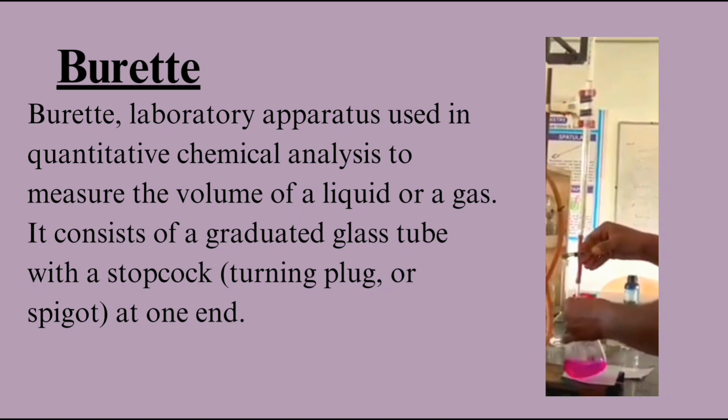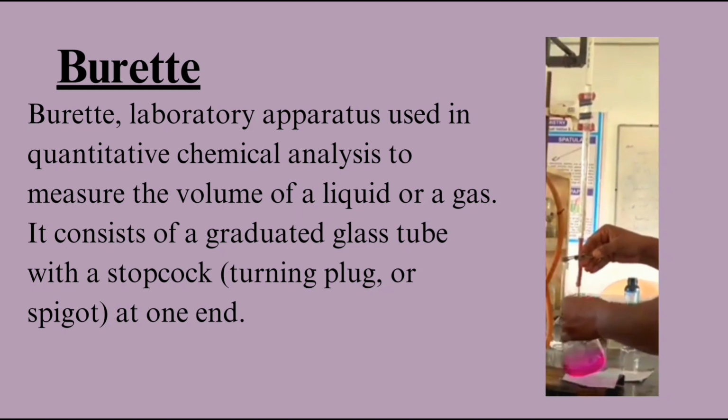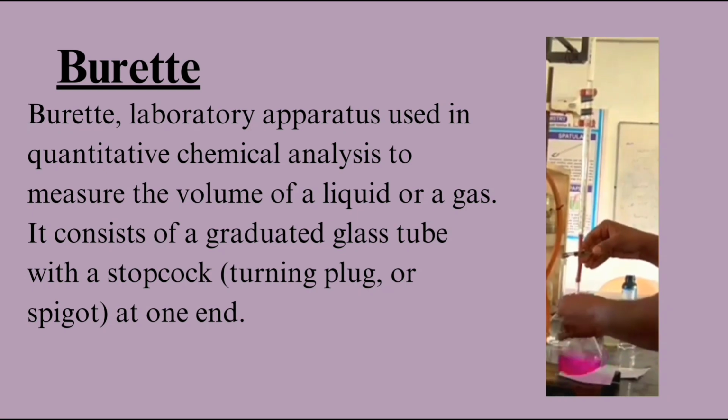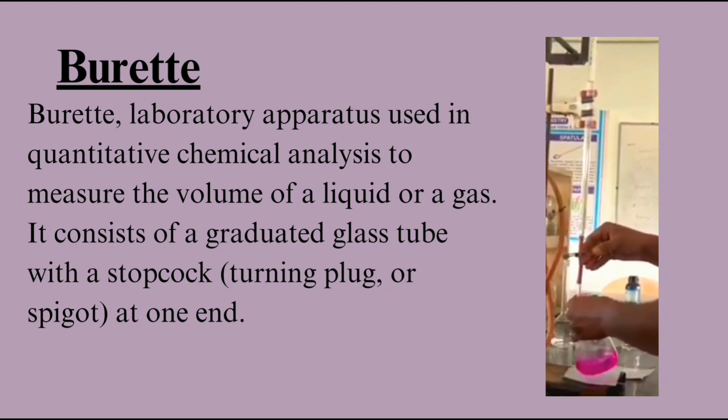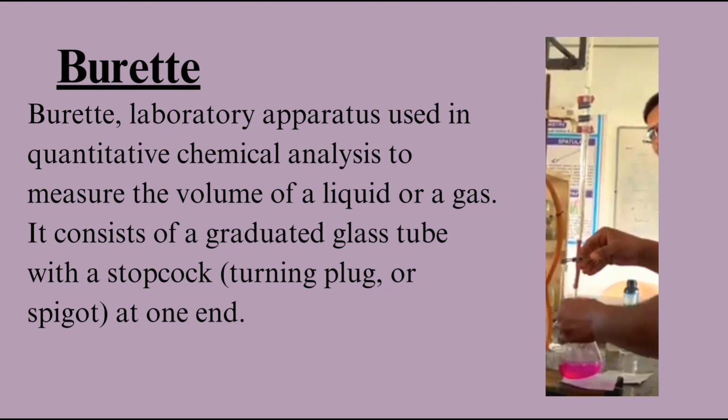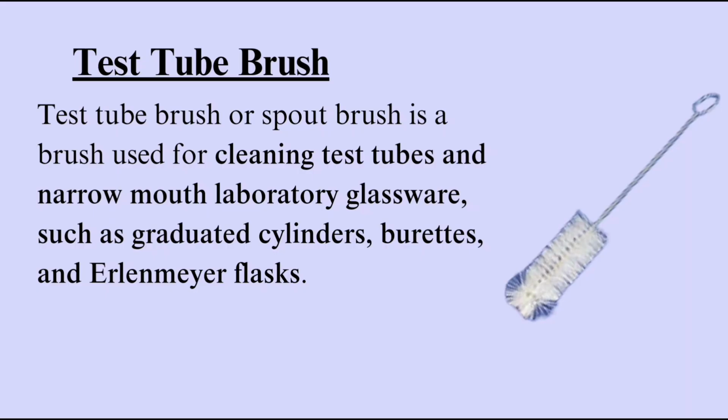Burette. A burette is laboratory apparatus used in quantitative chemical analysis to measure the volume of a liquid or a gas. It consists of a graduated glass tube with a stopcock, turning plug, or spigot at one end. Test tube brush. A test tube brush or spout brush is a brush used for cleaning test tubes and narrow-mouth laboratory glassware, such as graduated cylinders, burettes, and Erlenmeyer flasks.